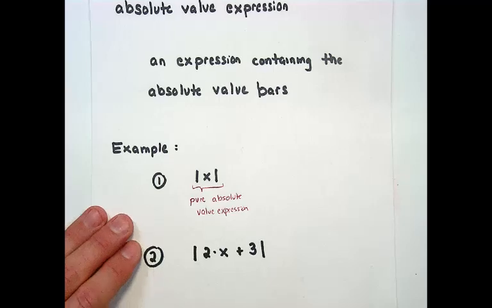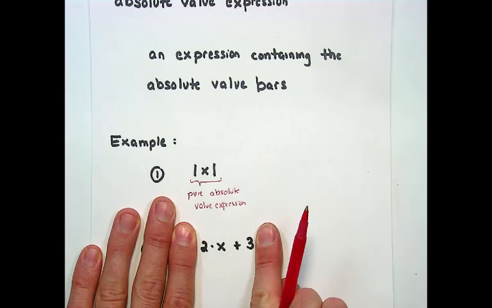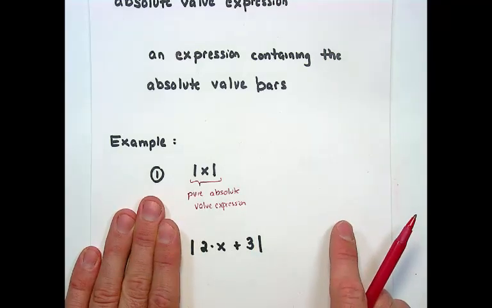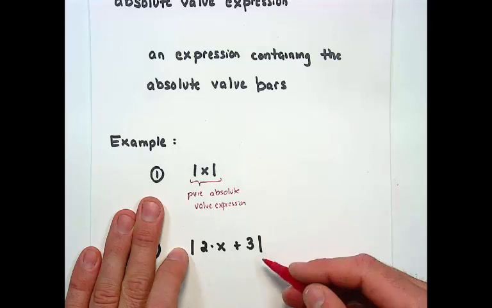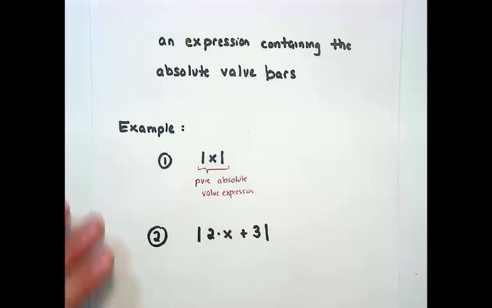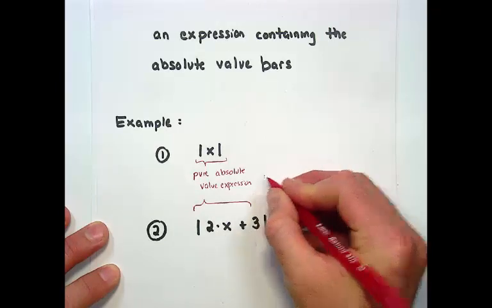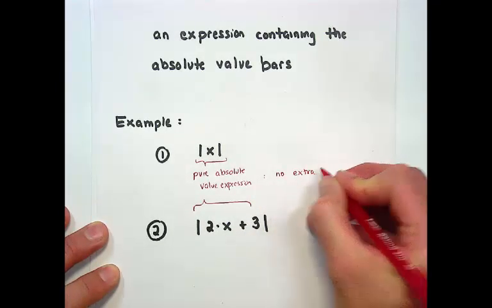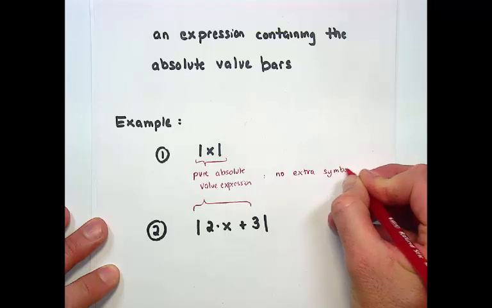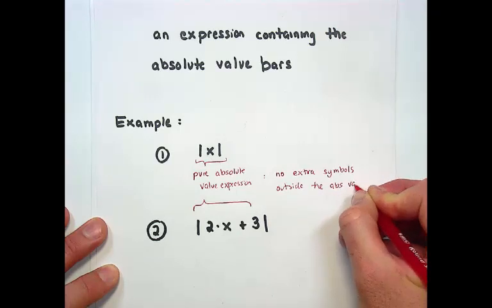This one's not as easy to classify as an absolute value because the inside kind of looks like mx plus b. We might be tempted to say, hey, that's a linear expression because we've got that mx plus b on the inside. But the moment that I drop that absolute value bar on the outside, we know immediately, no, that's not linear, that's absolute value because the absolute value bars show up. This also is a pure absolute value expression because it has no extra symbols outside the absolute value bars.